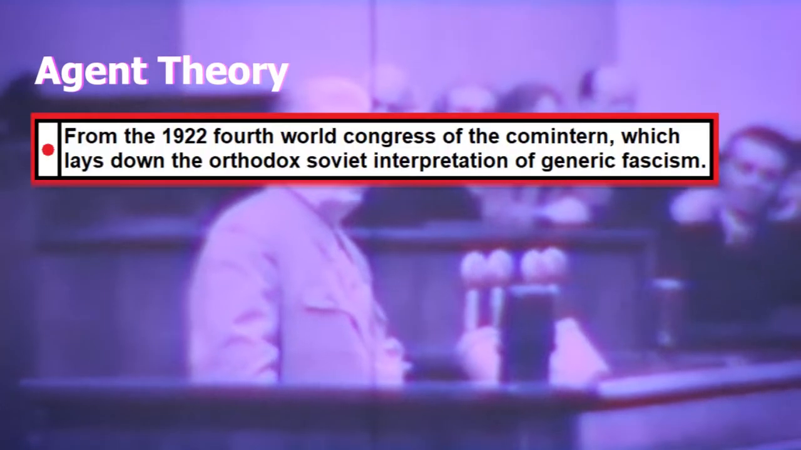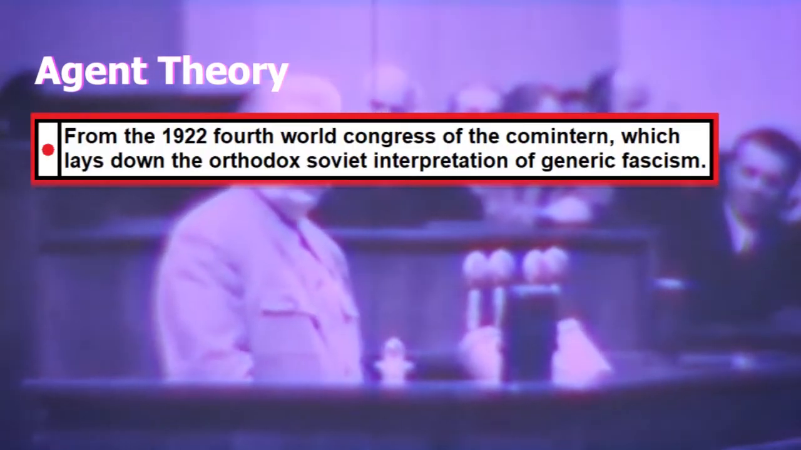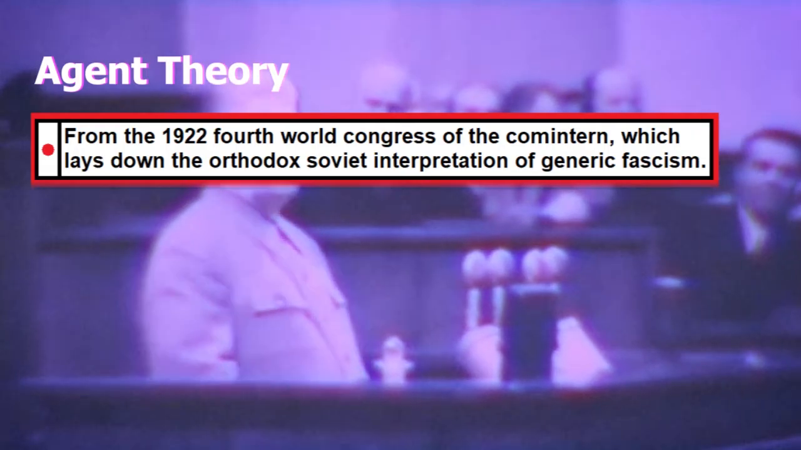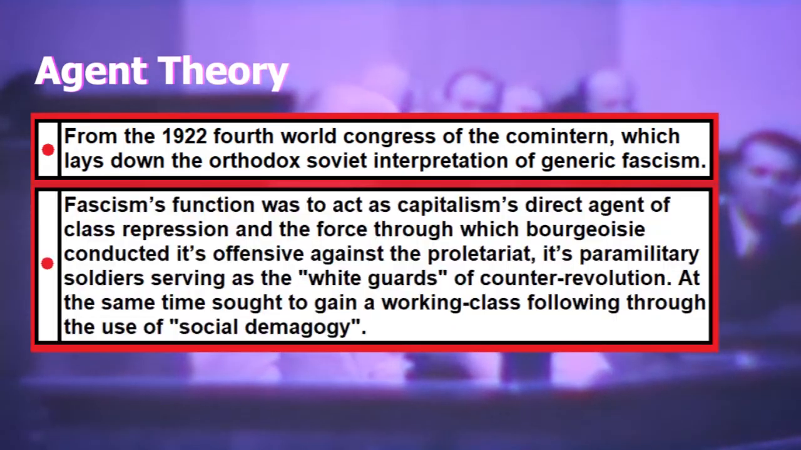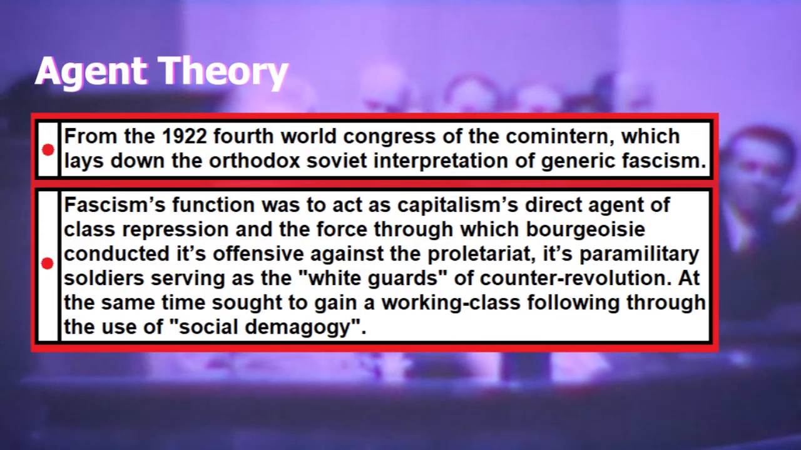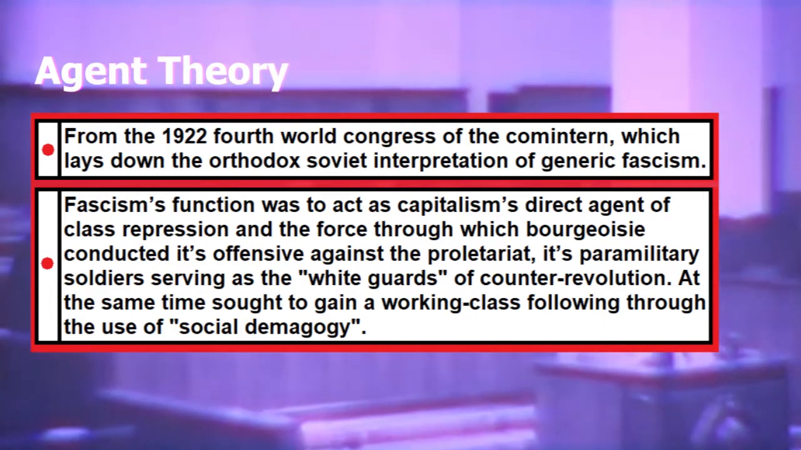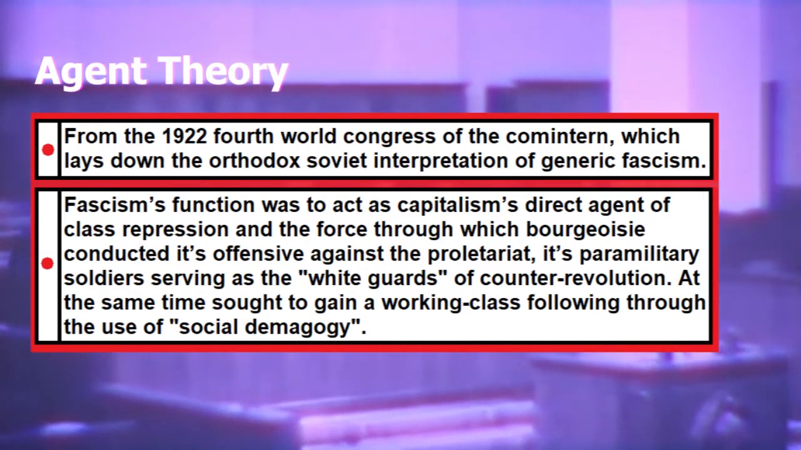Agent theory comes from the 1922 Fourth World Congress of the Comintern, which lays down the Soviet Orthodox interpretation of fascism. It concluded that fascism's function was to act as capital's direct agent of class repression and the force through which the bourgeoisie conducted its offensive against the proletariat. Its paramilitary soldiers, acting as the white guards of counter-revolution, at the same time sought to gain a working-class following through the use of social demagoguery.